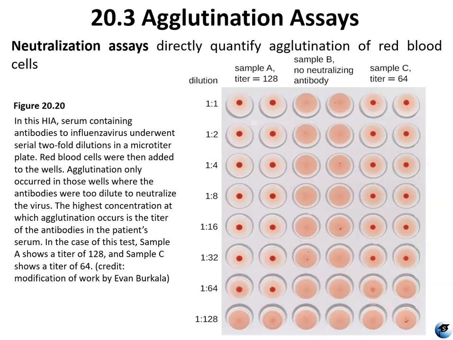And in the case of this test, sample A, right? So sample A shows a titer of 128. Sample C shows a titer of 64. So you have agglutination here, which means you have this kind of solid clump that is forming in these wells, but it is not here. It is not here. Well, there's a tiny bit there. It's not here. So these are negative, these are negative, these are negative. All of these are positive.